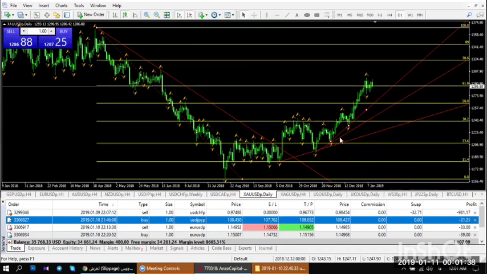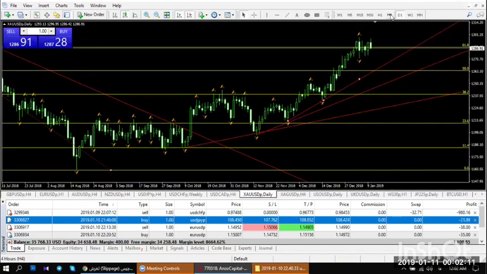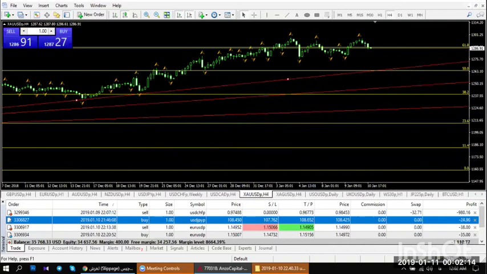Okay. So exactly on the 61 level, we've had fluctuations. And we can say that it has been stuck on the 61 level. Please move on to a smaller time frame.